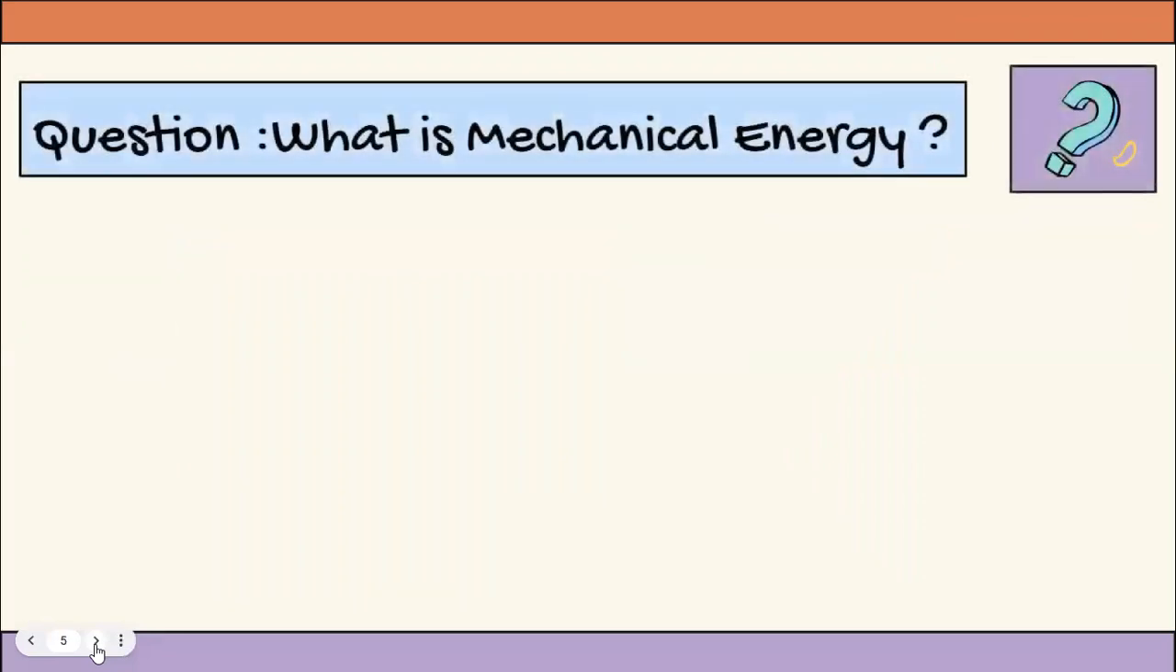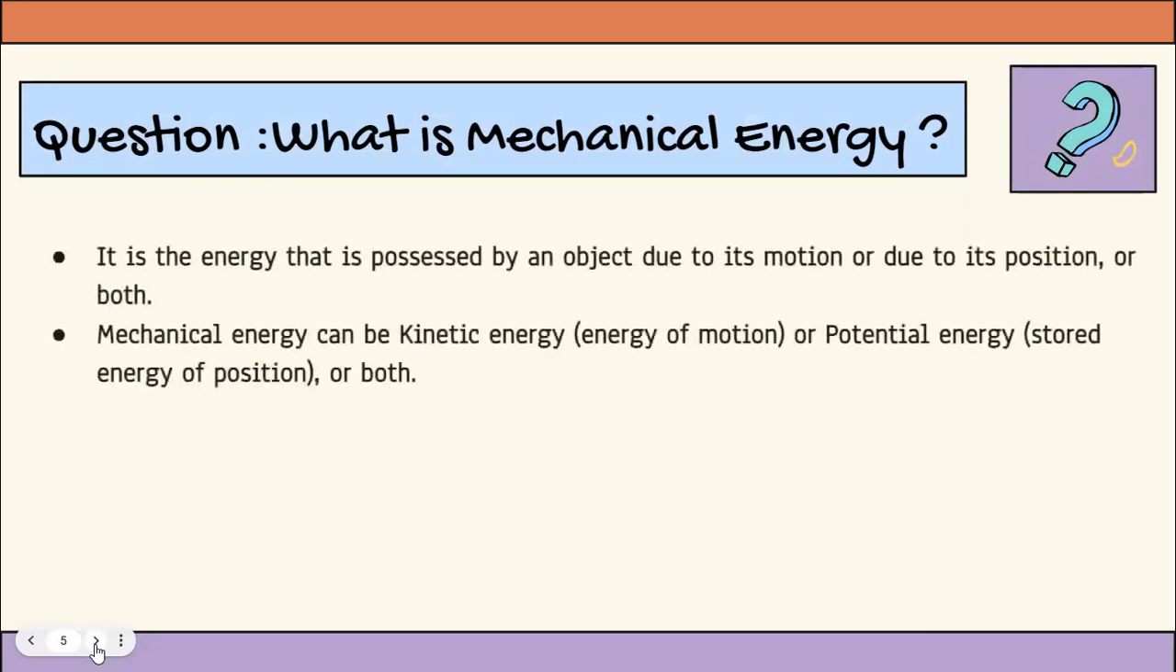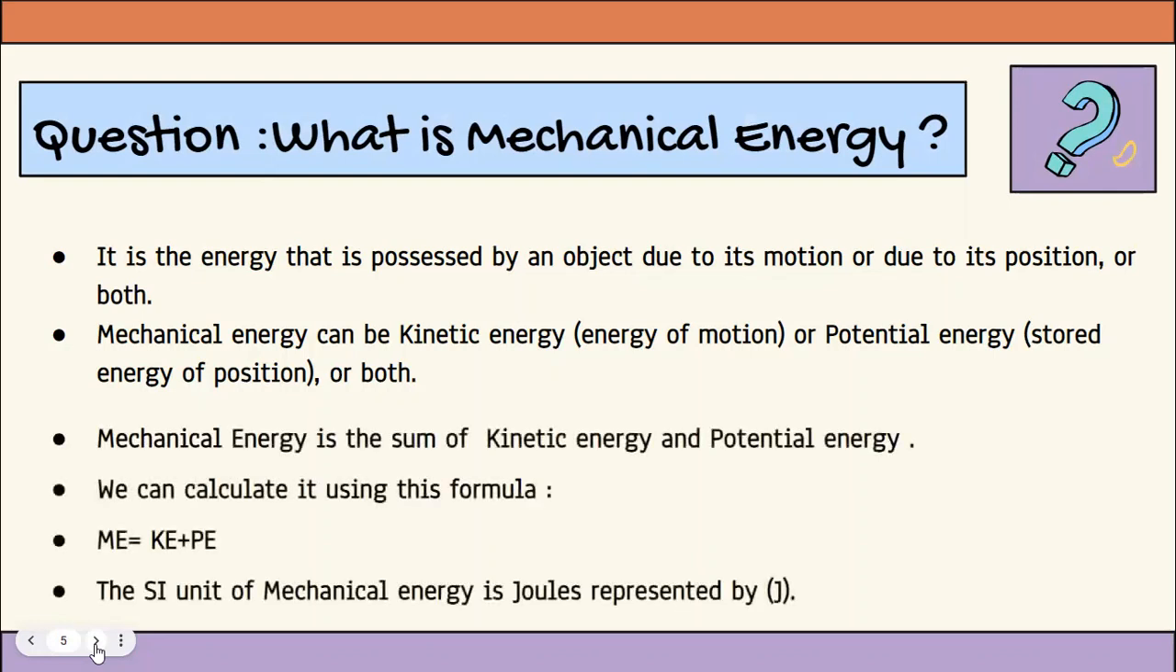So let's start by asking a general question. What is mechanical energy? You can pause the video to think. Well, the definition of mechanical energy is the energy that is possessed by an object due to its motion or due to its position or both. Mechanical energy can be kinetic energy, which is energy of motion, or potential energy, stored energy of position, or both. Also, it is the sum of kinetic energy and potential energy.